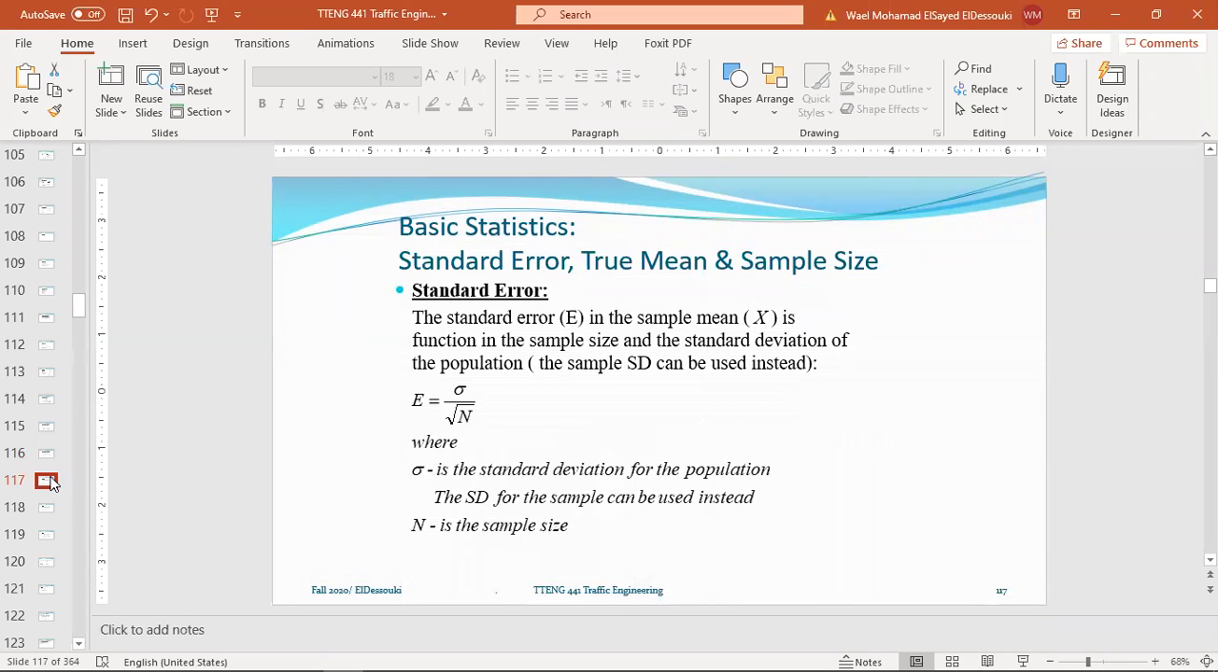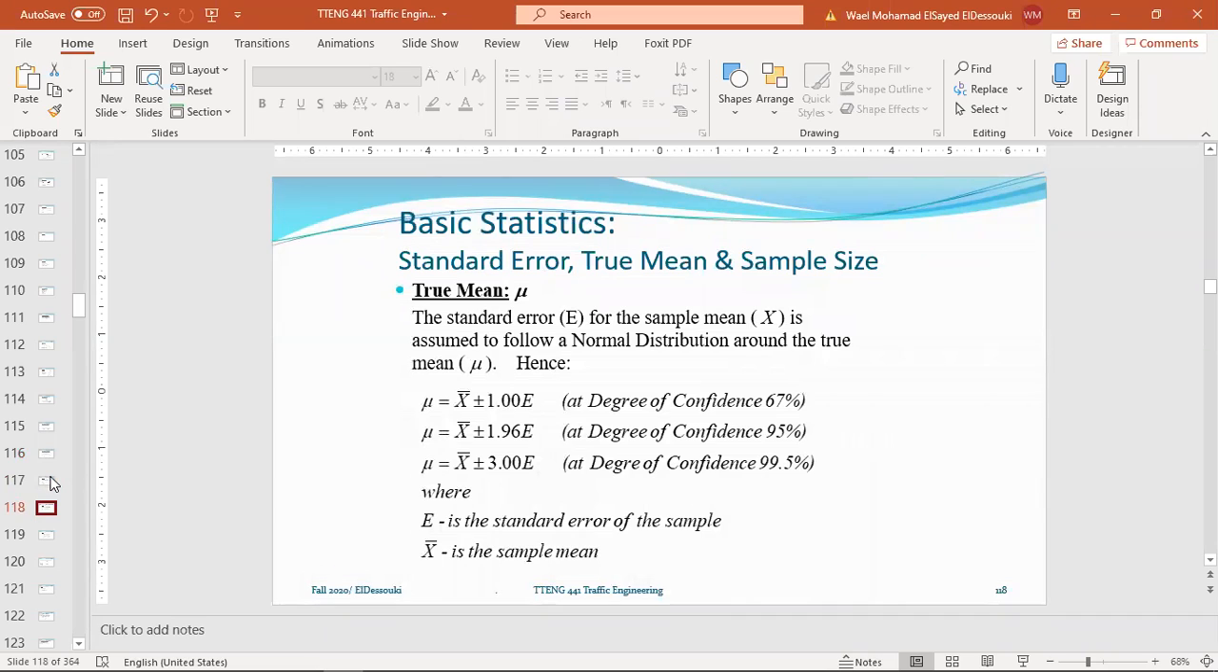The key we need here is what we call the standard error. The standard error in the sample is basically the standard deviation divided by the square root of the sample size. That's the standard error.